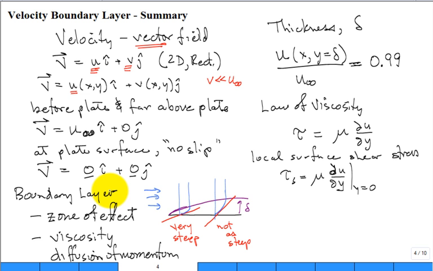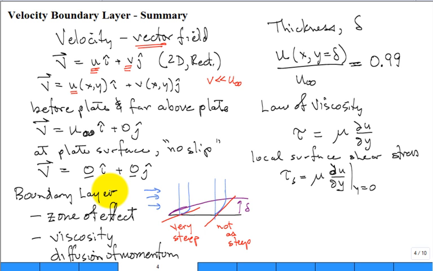The boundary layer is the zone of effect. Why does it even exist? Because of viscosity. What's happening with the viscosity? Layers that are moving fast exert something on layers that are moving slow, the adjacent layers. So it's a diffusion of linear momentum. It's a transfer of linear momentum.